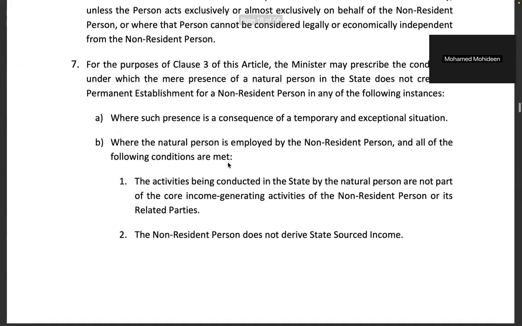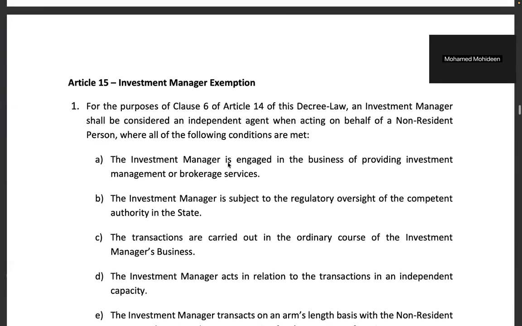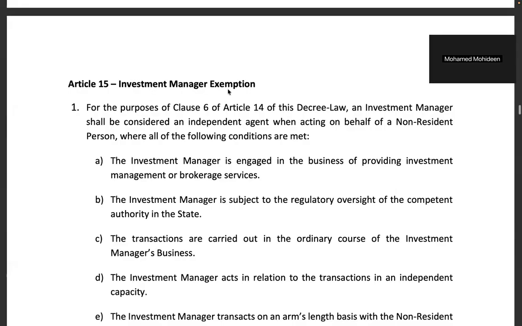There are two things: investment funds and investment fund managers. Why was this investment manager exemption there? Actually, it was not an investment manager's exemption directly. It was an exemption awarded to non-resident persons' income, saying that just because they have given their money to an investment manager, it does not create a permanent establishment for them. That was the concept of this article.